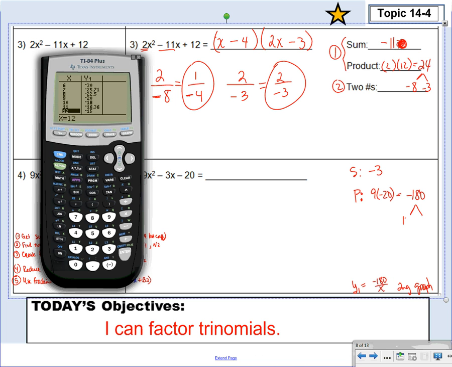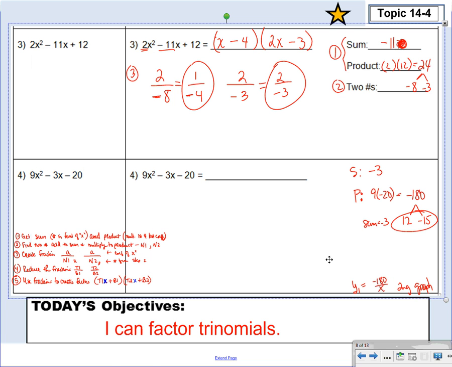And sure enough, 12 and a negative 15, when I add them together, this sum does come out to be a negative 3. These are my two numbers. So this is how a calculator can help you come up with those factors, especially if it's something that you can't come up with all on your own. Okay, we have our factors. Let's create our fractions. We have 12 on one denominator and negative 15 on the other. You have a 9 on top.